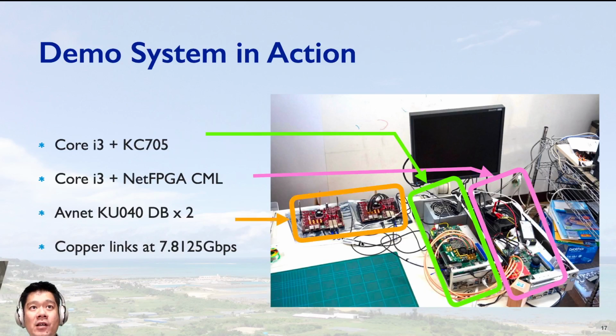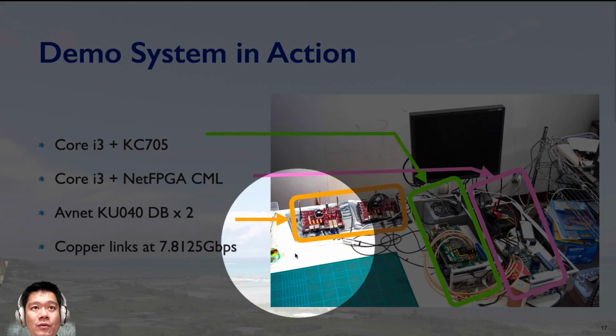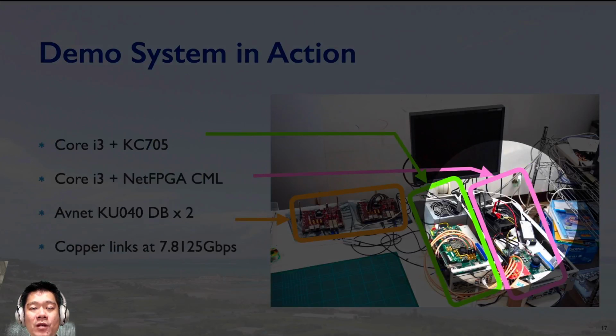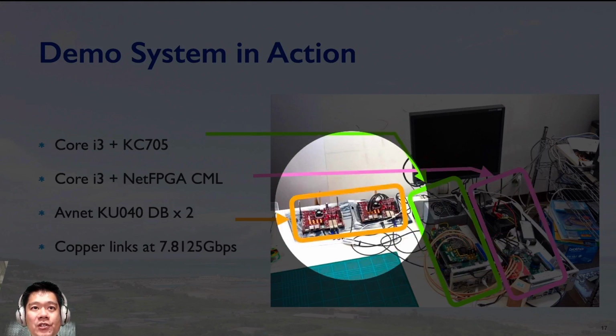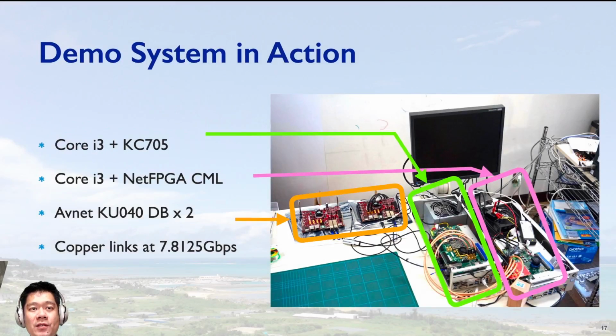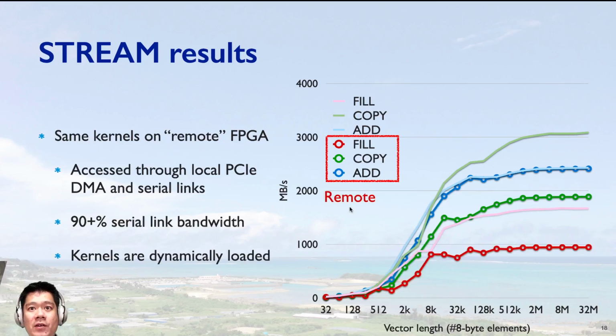So here is our demo system in action, with two nodes: a node with CPU and FPGA, and an FPGA-only node. The serial link is not an optical link, but CAPI links at just about 8 Gbps.